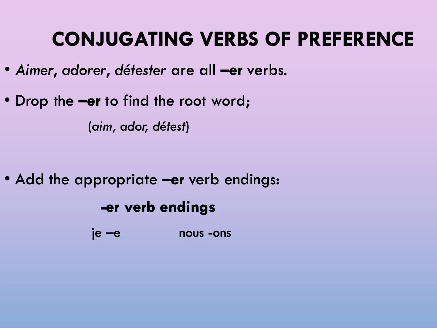So ER verb endings are: for je, E; tu, ES; il, elle, on, E; nous, ONS; vous, EZ; ils, elles, plural, ENT. Refer back to my Happy ER Verb Day song for a way to memorize those endings.